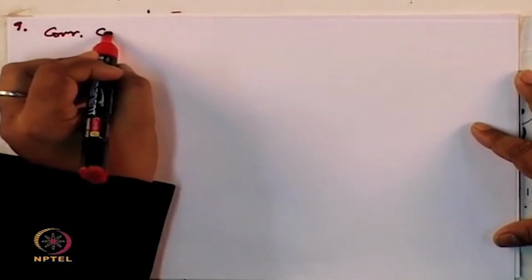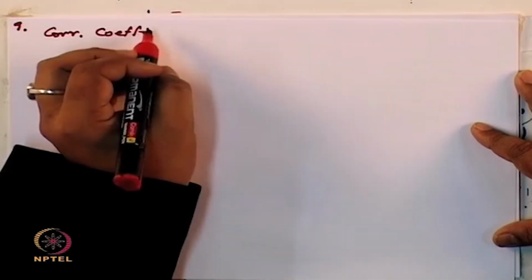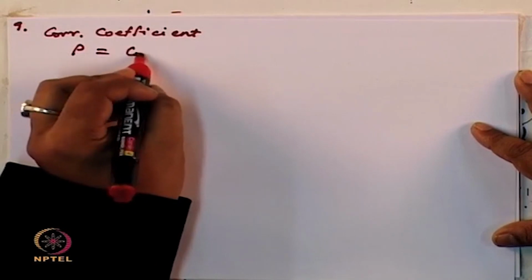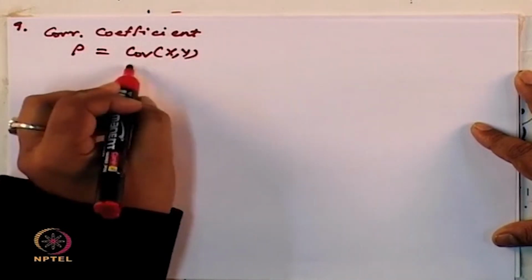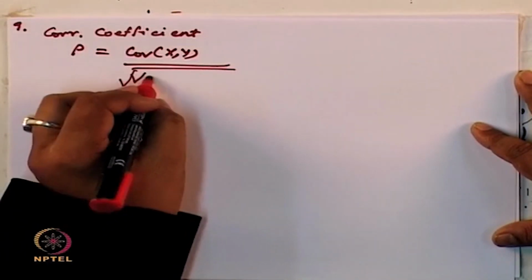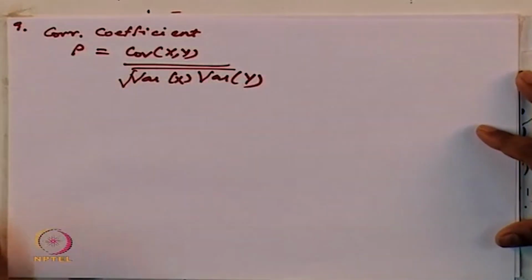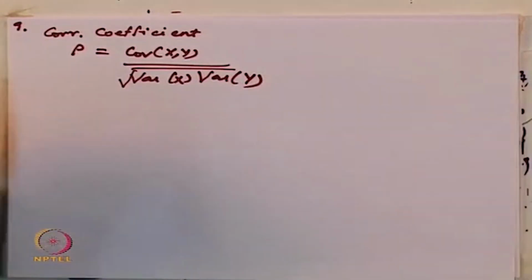So, the correlation coefficient rho is given by nothing but covariance of x comma y by root of var of x into var of y. Okay. So, you can see how you can make use of expectation and variance for calculating various quantities and use this to estimate the variance of a population depending on the events.